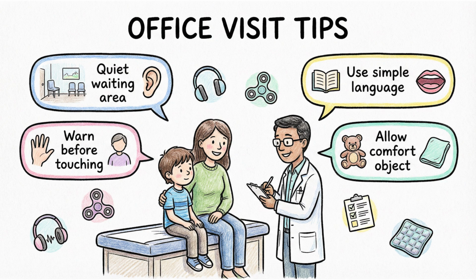Seeing a child with ASD in your office requires some preparation. Create a sensory-friendly environment, a quiet waiting area, dimmed lights, and minimal noise. Always warn the child before any physical contact. Use simple concrete language and visual supports when possible. Allow the child to bring a comfort object. Keep the visit predictable. Tell them what will happen before it happens. Consider scheduling the first appointment of the day to minimize wait times.